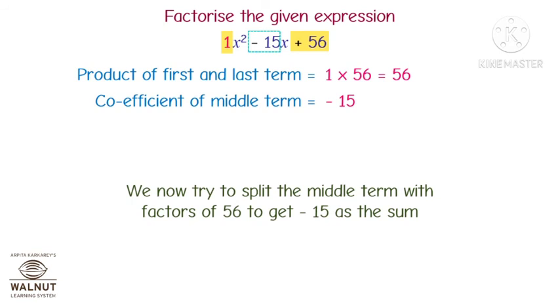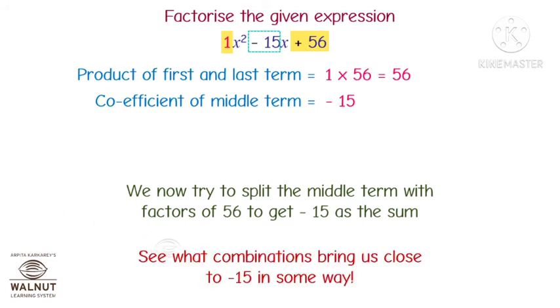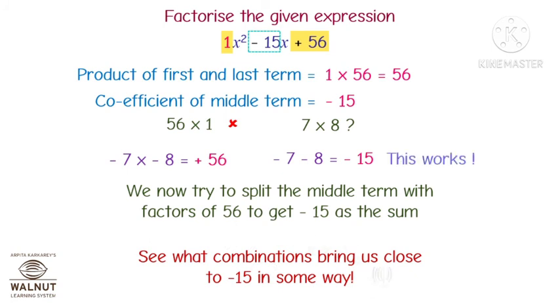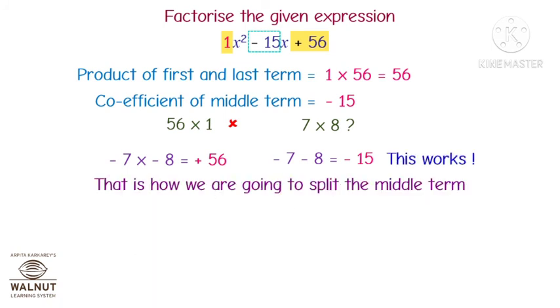We now try to split the middle term with factors of 56 to get minus 15 as the sum. See what combinations bring us close to minus 15 in some way. 56 into 1 will not work. 7 into 8 can work. Let's see. Minus 7 into minus 8 is equal to plus 56, and minus 7 minus 8 is equal to minus 15. This works. That is how we are going to split the middle term.